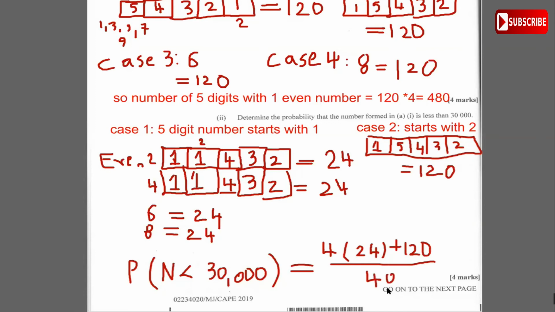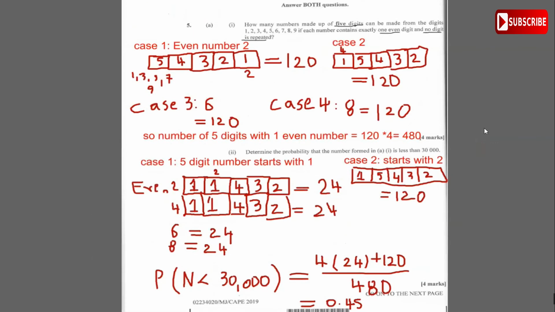So you work that out now. So 4 times 24 plus 120 divided by 480, that's 0.45. That's the probability. So there's a 45% chance that the number is going to be less than 30,000. 45% of the time. Nice and easy. So there's a 55% chance the number is going to be greater than 30,000.